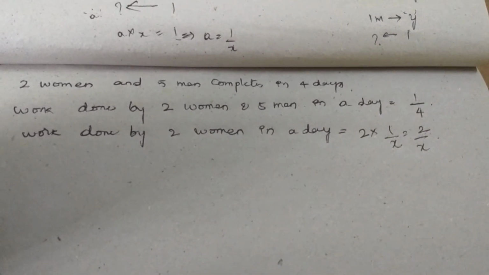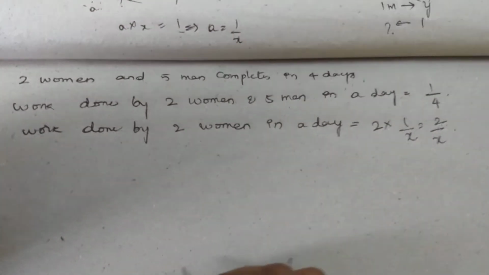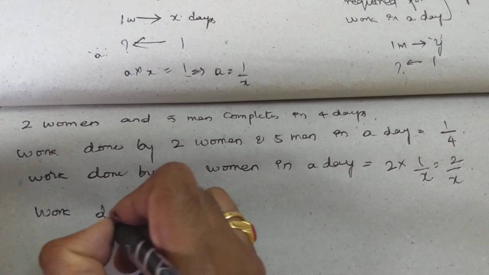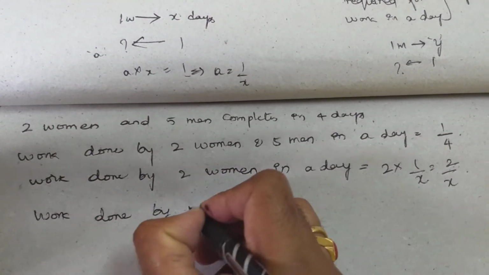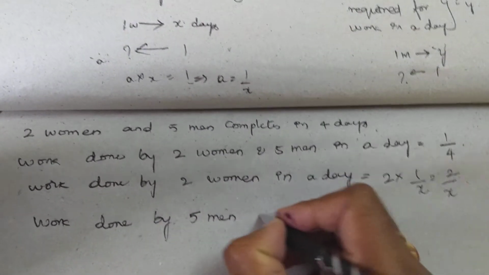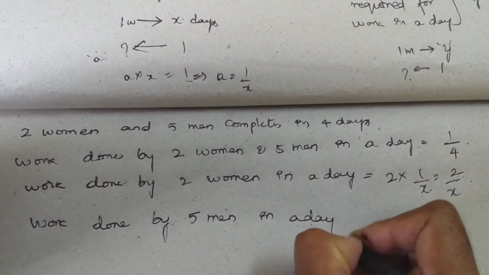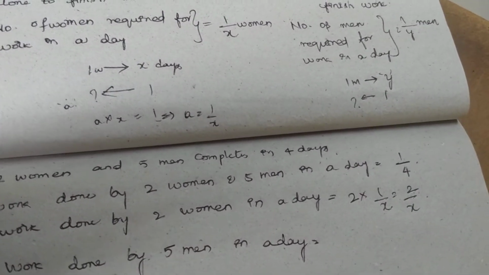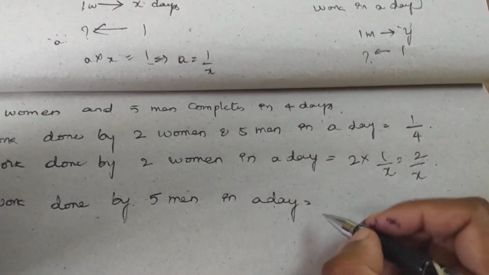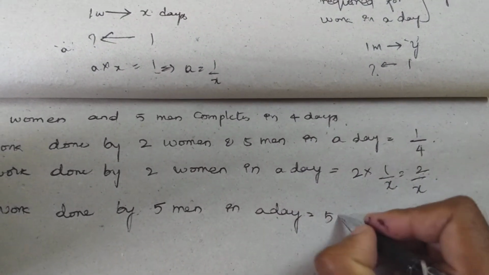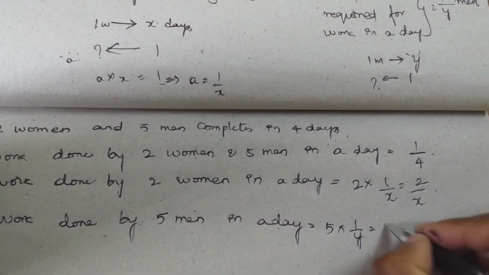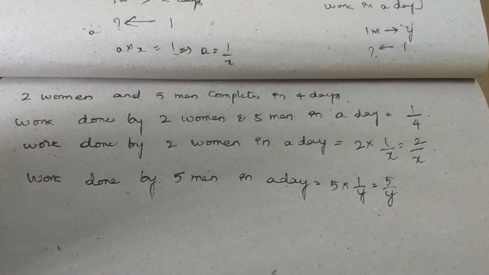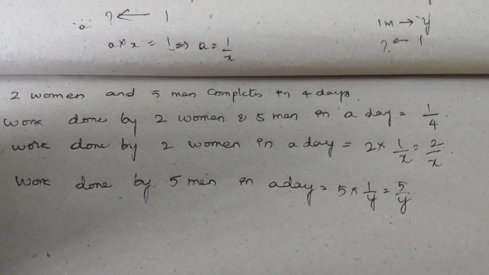And the next one, work done by 5 men in a day. For 1 day, 1 by Y men are required. So for 5 men means what? 5 into 1 by Y, that equals 5 by Y. Work done by 5 men in a day will be 5 by Y.